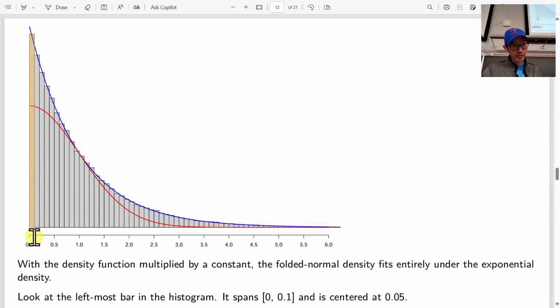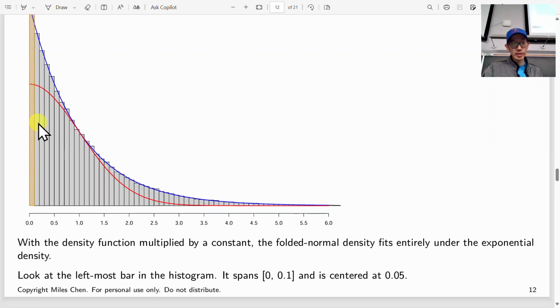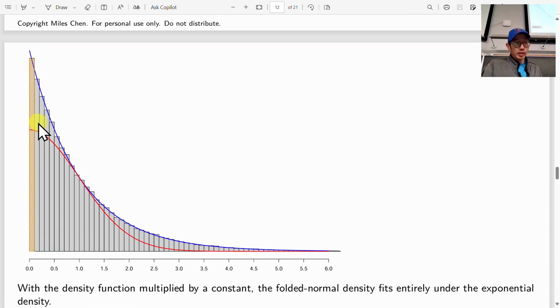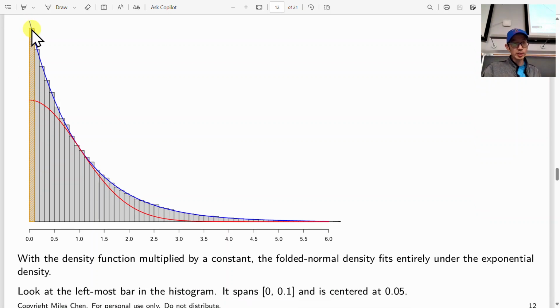And so we could look at just this one segment right here for values between, say, 0 and 0.1. We can see that the exponential distribution proposes too many values between 0 and 0.1, whereas the normal distribution, or folded normal distribution, doesn't generate as many of those values. And so we want to accept only some of them. We don't want to reject all of them, but we also don't want to accept all of them.